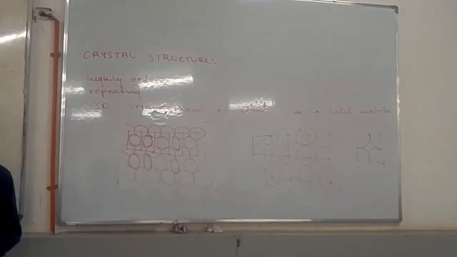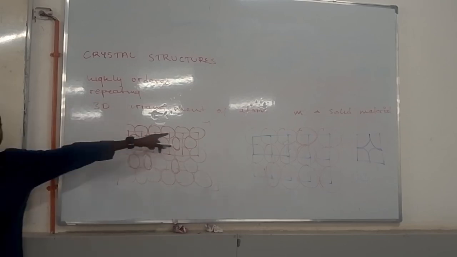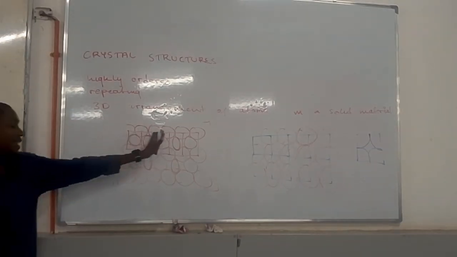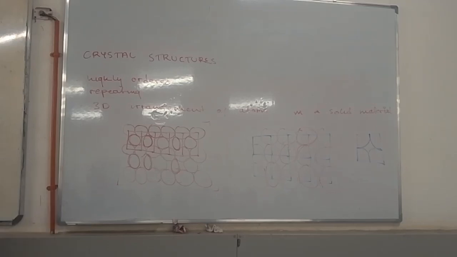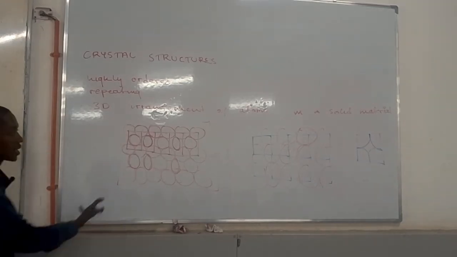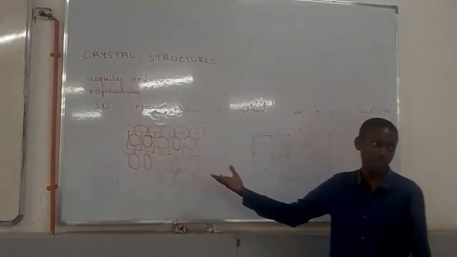So remember, I said that crystal structures are highly ordered. We can see the order, right? We can see that it is repeating. And again, I said 3D arrangement of atoms. But what I'm showing you here is 2D. You can see that what I'm showing you is 2D.